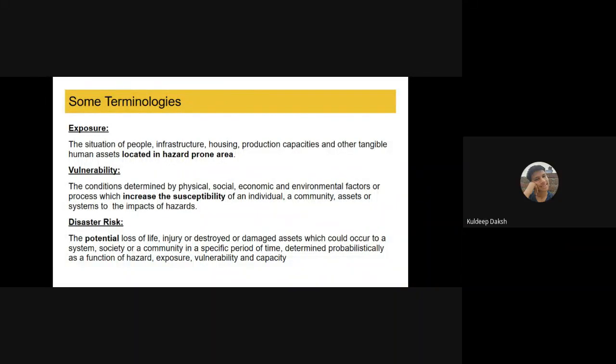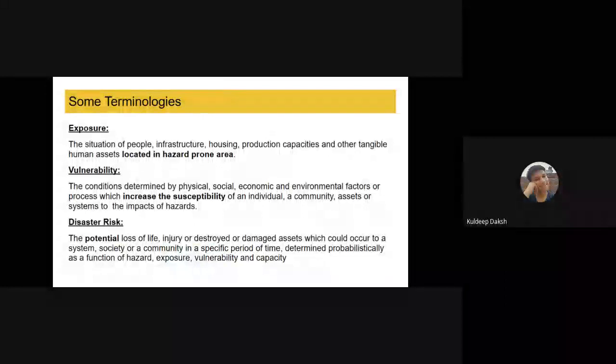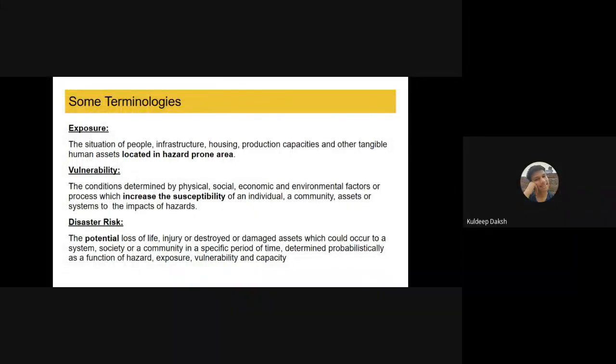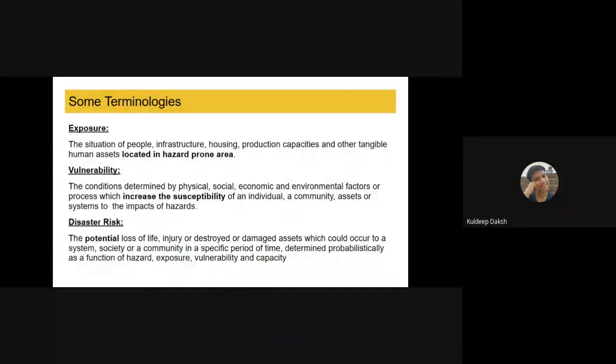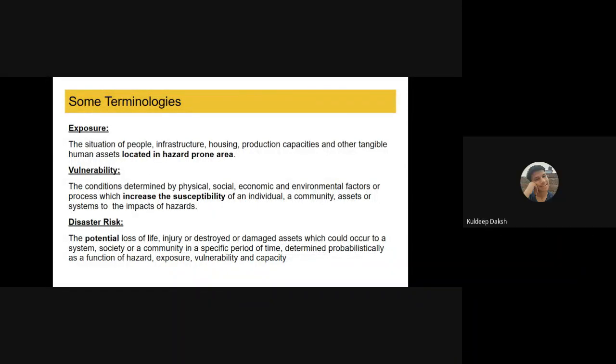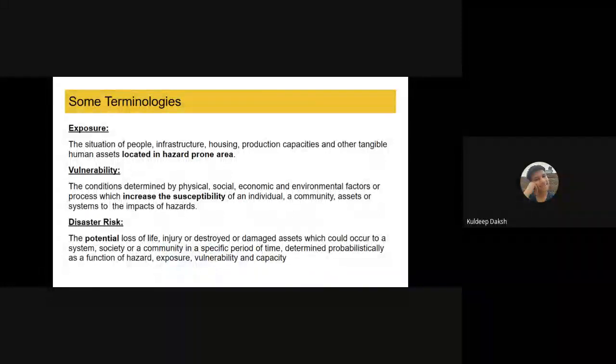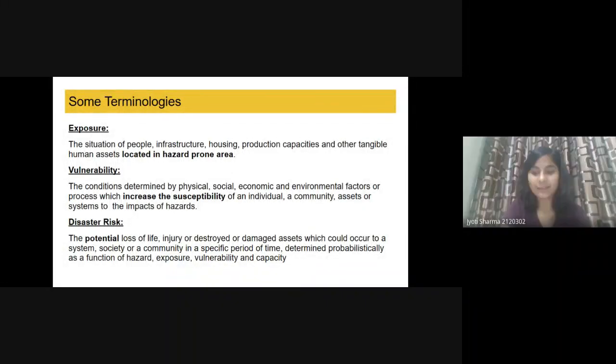Okay, ma'am. Exposure is like if we are living near a factory that is using the chemicals, like you told us, so it can impact our life. If something happened, then it will impact the society nearby. Yes, exactly. So the society or the house you are residing in comes under the exposure, right? Because you are exposed to the hazard prone area. You told it right. What about the vulnerability?